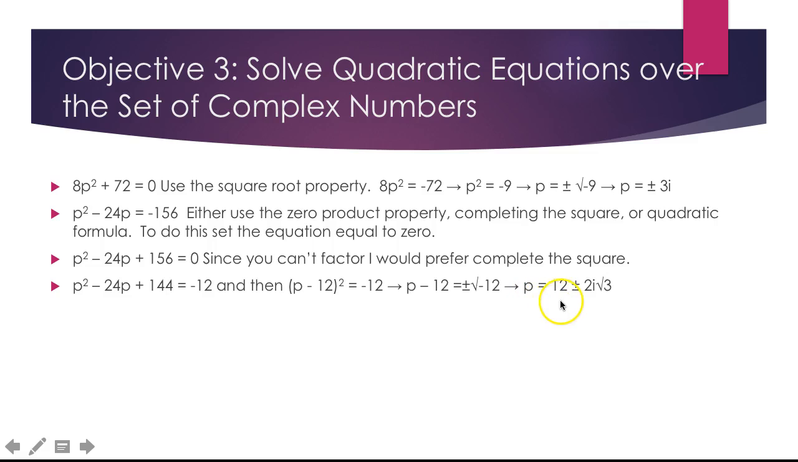So p is going to equal 12 plus or minus 2i square root of 3. And that's because 4 is a factor of 12. That comes out as 2, and the negative comes out as the i.